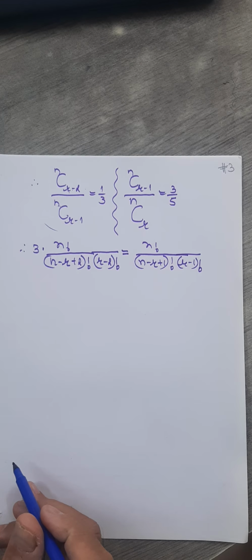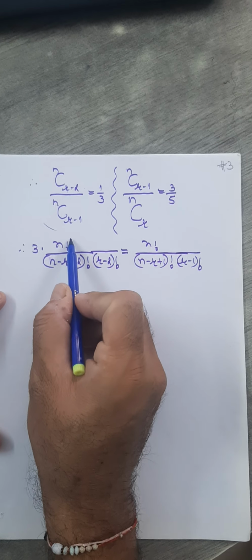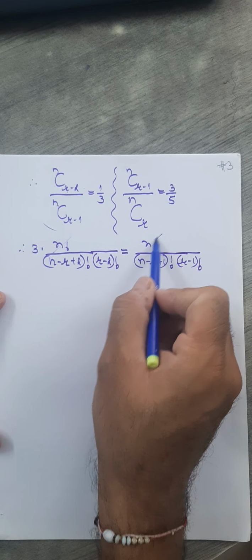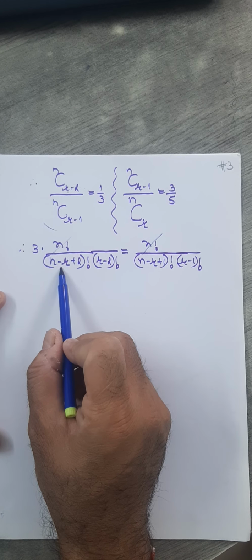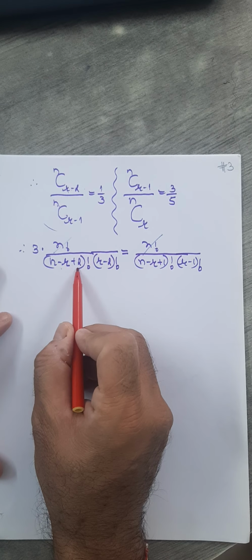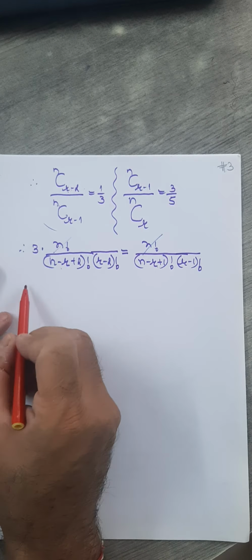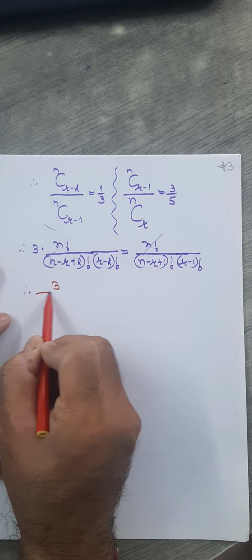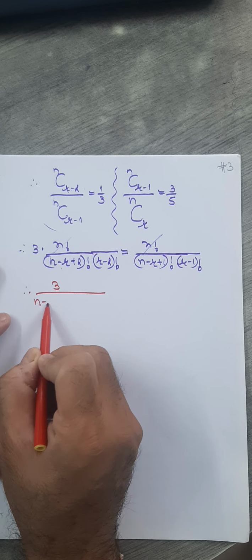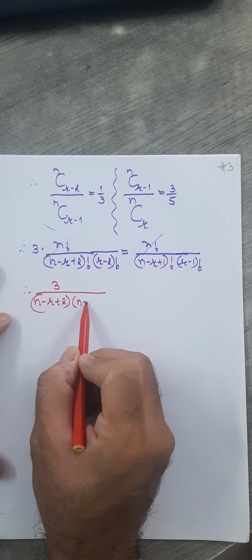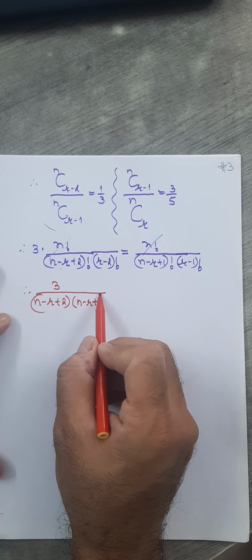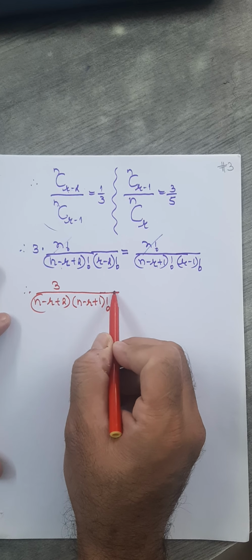Now what we do, this will get cancelled, obviously. This will get cancelled. And here we'll see, every bigger factorial you can express in form of which factorial? Smaller factorial. So I'll do that. Now this is bigger, so I can write in form of this. So I'll keep 3 as it is here. n minus r plus 2, do 1 less. So I'll get n minus r plus 1. Now I got this. I'll stop and write the factorial.